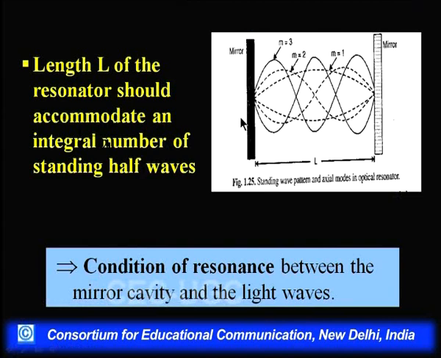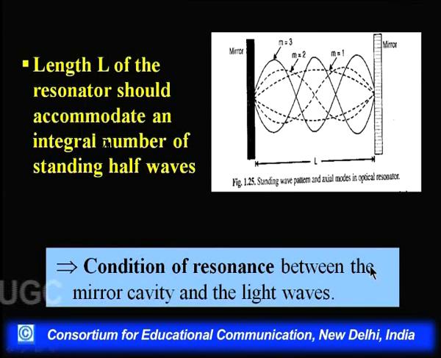Now, next, this is defined as the length of the resonator. The length of the resonator should accommodate an integral number of standing half waves. In the diagram, we see one mirror which is fully coated and one which is partially coated. Here we see the different values of m; all the values are integral multiples. For m equal to 1 we achieve this wave, for m equal to 2 this wave, and for m equal to 3 this wave. In this manner, all the waves are bounced back in the cavity.